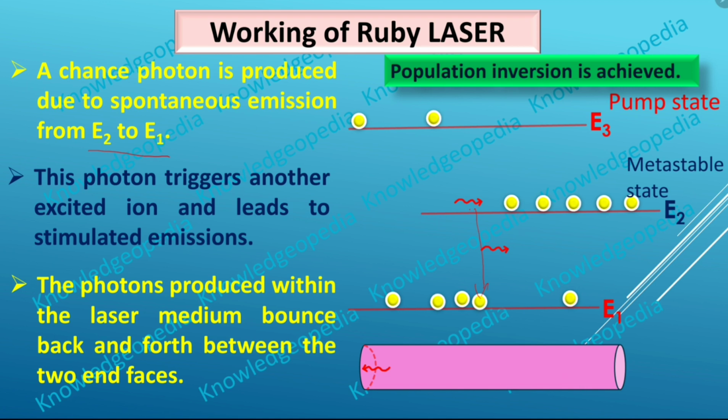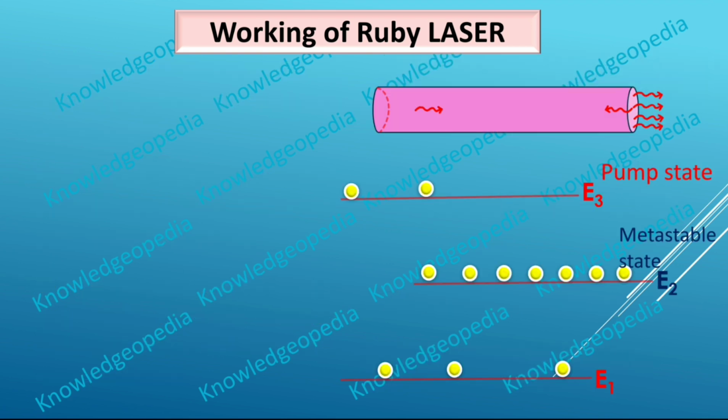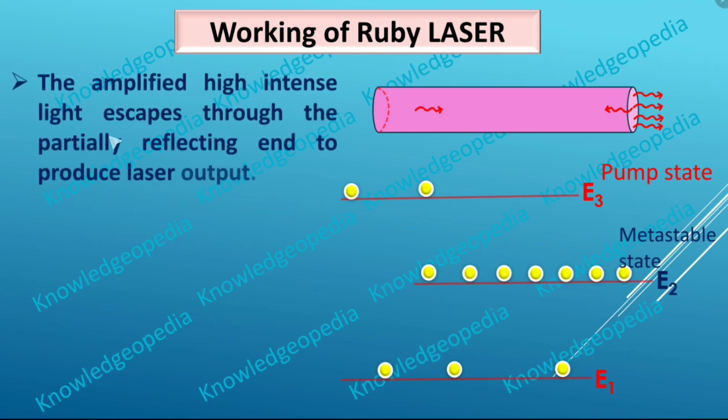Finally we are getting the output through this partially reflecting face. So this is the laser output. Thus, the amplified high intense light escapes through the partially reflecting end to produce laser output. This face is totally reflecting, and this is partially reflecting. So part of the photons are transmitted through this face, and this is our laser output.